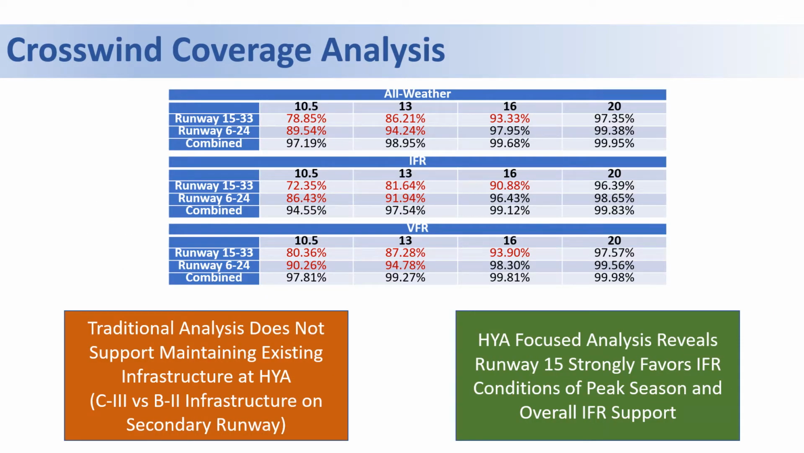The crosswind coverage analysis involves annualized wind data from over the past 10 years conducted in hourly observations. The traditional analysis would tell us that runway 15-33 only needs to be half of its existing width, whereas the Hyannis-focused approach would tell us that runway 15 is one of the most important IFR, meaning instrument weather conditions, runways for the peak season. These are two different stories, and it's very important to understand the difference between the traditional analysis and what is really going on at Hyannis.